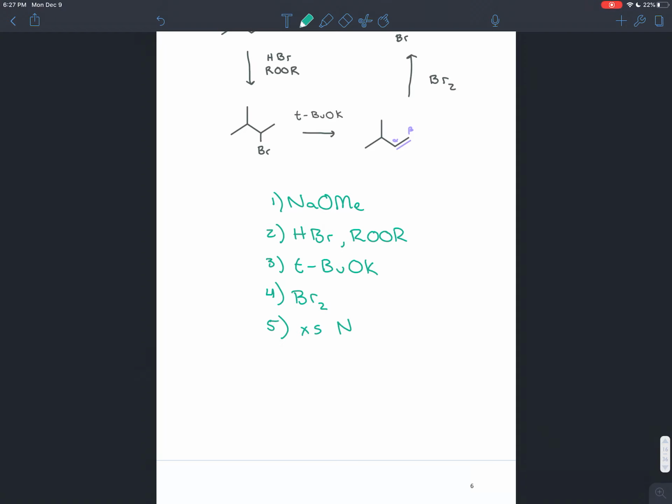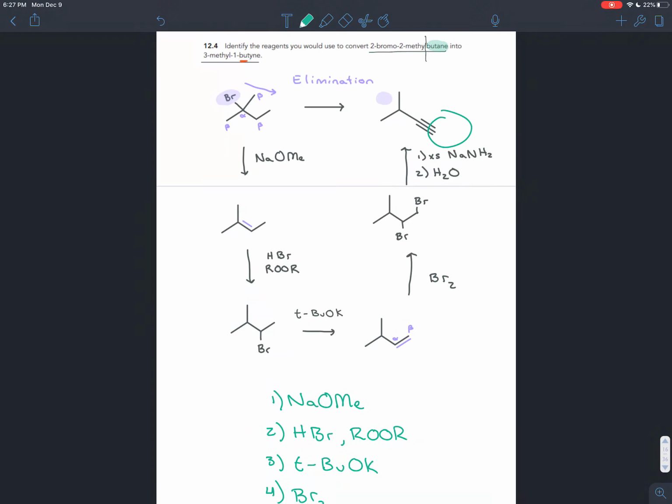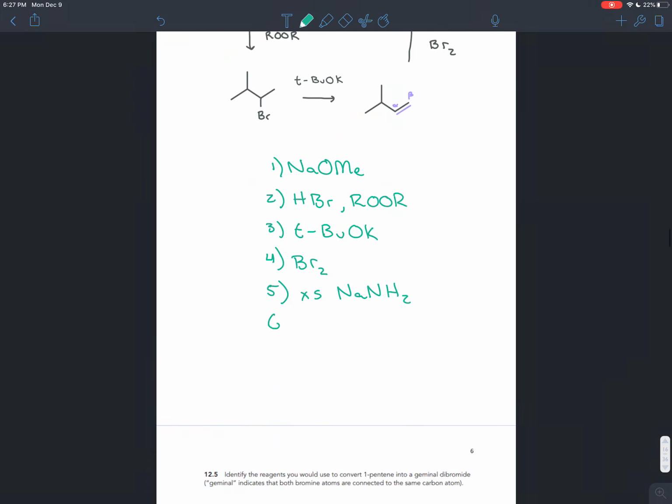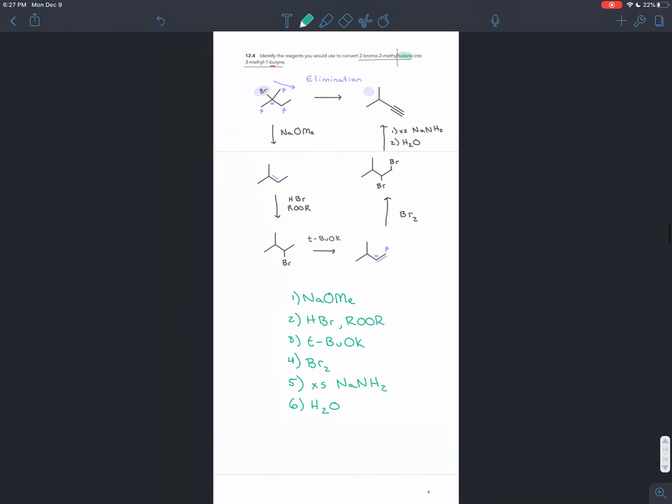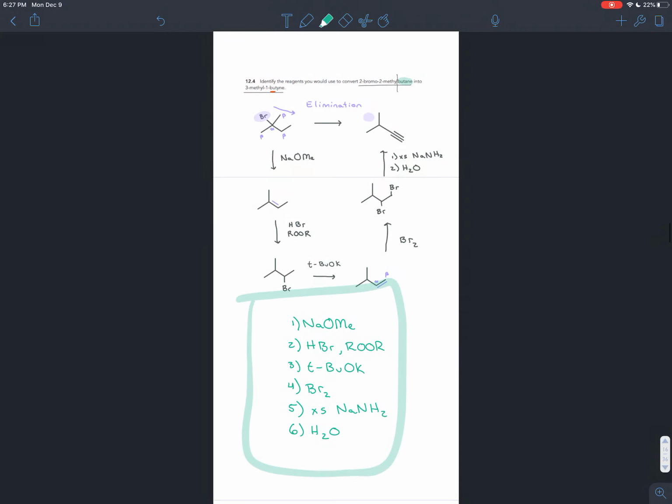So you can use excess strong base sodium amide. The only thing is that would rip the hydrogen off the terminal alkyne, so to stabilize that carbon, we finish it all off with a water wash. And so here, this 6-step synthesis would create this transformation.